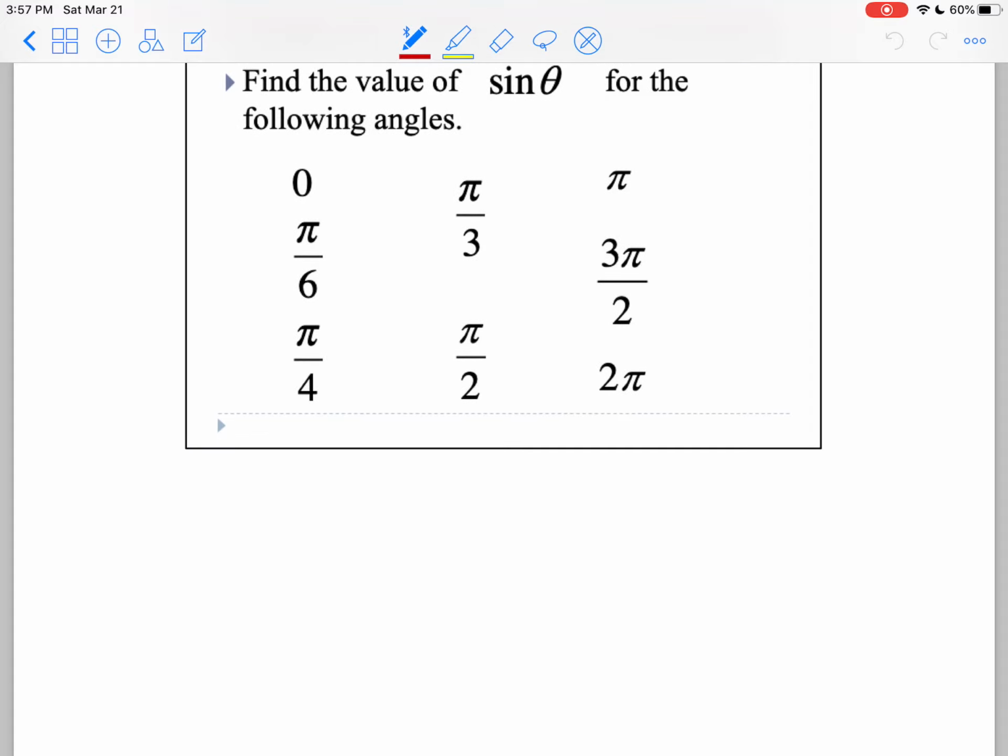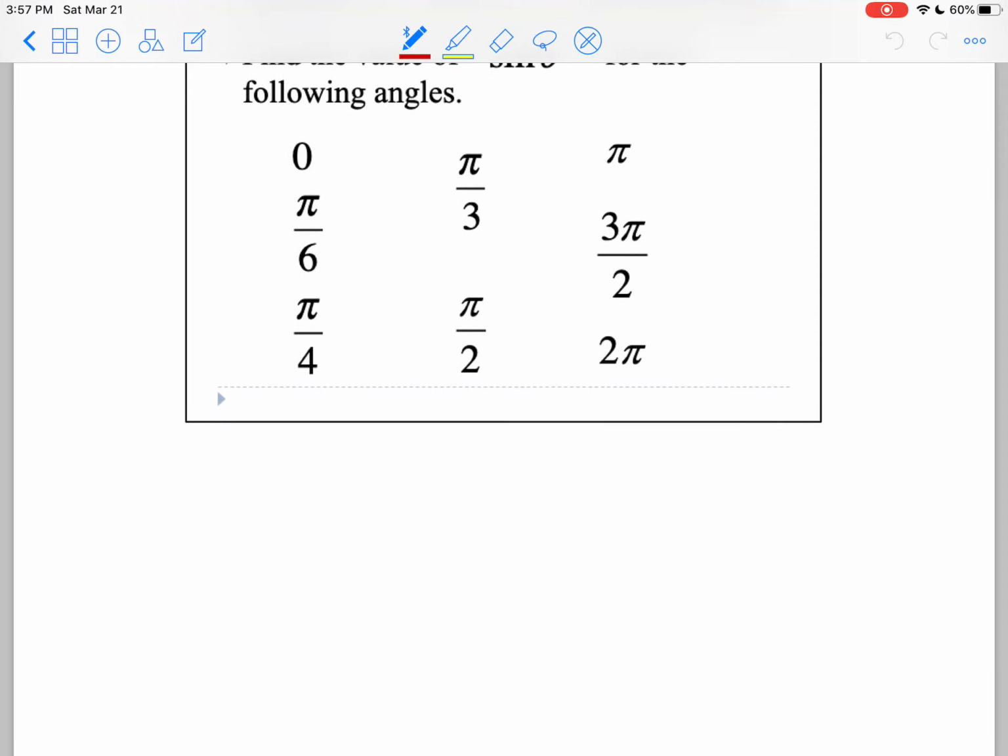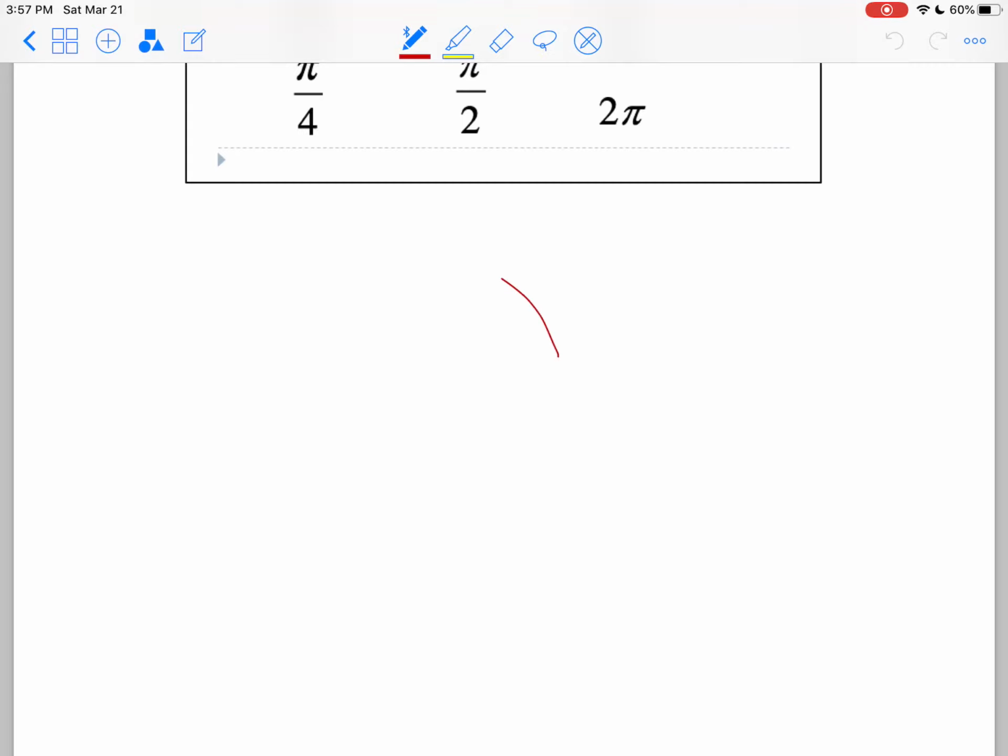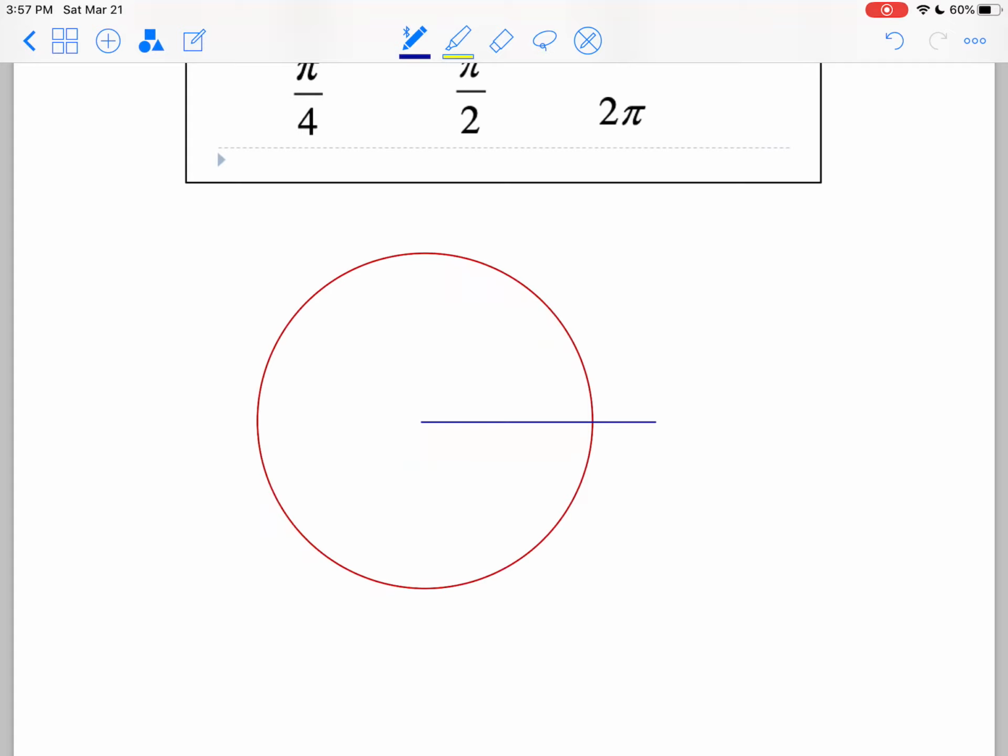Okay? So, sine of theta. We want to find that for 0. We want to find it for pi over 6 and for all of these different angle measures. So let's first just talk about 0. If I have a unit circle, here's a circle, and on that circle, we're always starting here. Something else that I failed to mention earlier is that because this is a central angle, this is the x-axis, and this is the y-axis, and this is the origin. This is the point 0, 0.